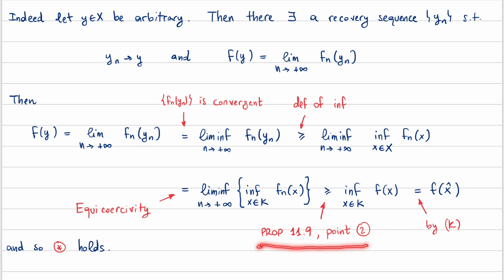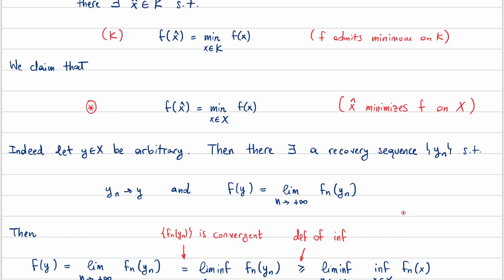And now we can use proposition 11.9.2, which tells us that, since K is compact, so let's write this, K compact. So now, since K is compact, by proposition 11.9.2, we know that the lim-inf of the sequence of infimums over the compact set K is larger or equal than the inf of the gamma limit over the same set. And this is equal to f of x hat by K.